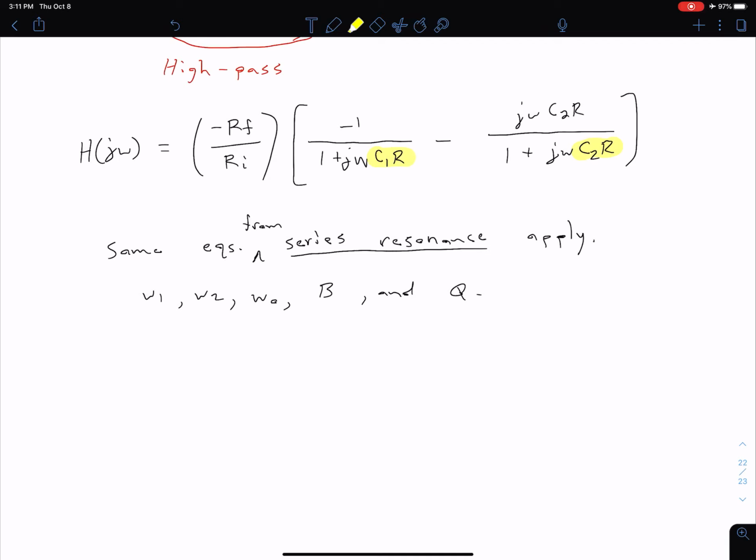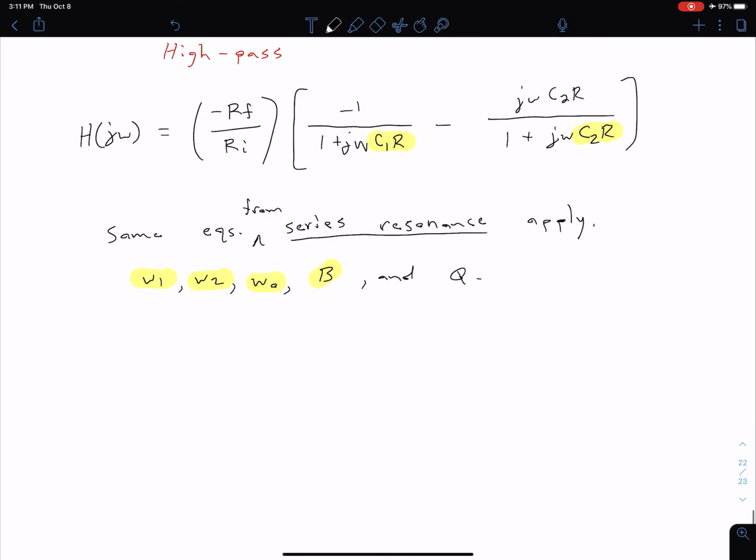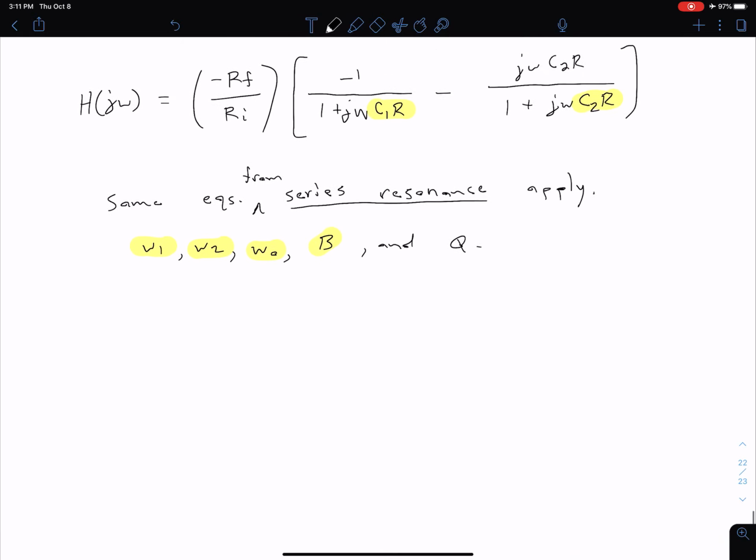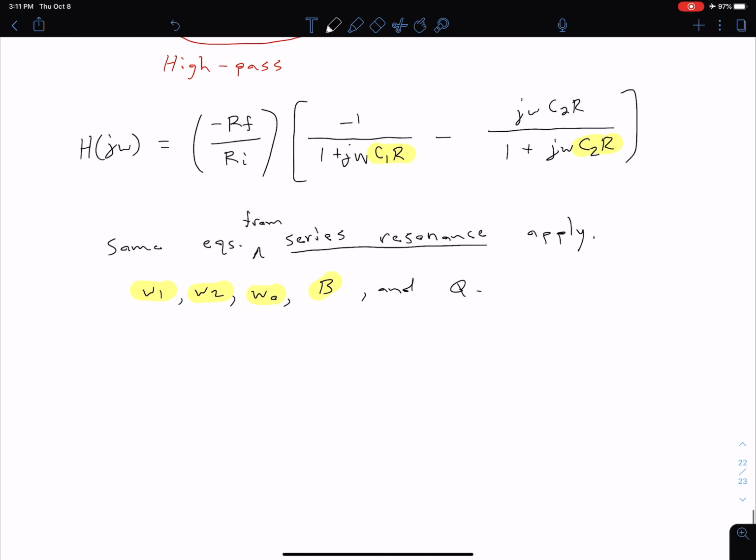Once we know omega 1 and omega 2, we can use other equations that use those values to get our other three values. For instance, our B would just be omega 2 minus omega 1, omega naught is the square root of omega 1 omega 2, and so on. We did talk about those equations when we looked at our active bandpass filter, so you can look there as well.